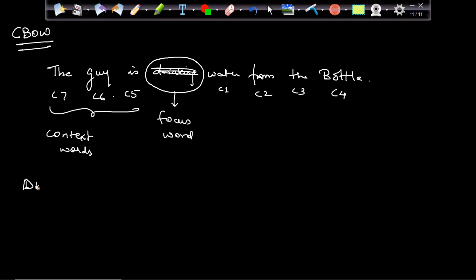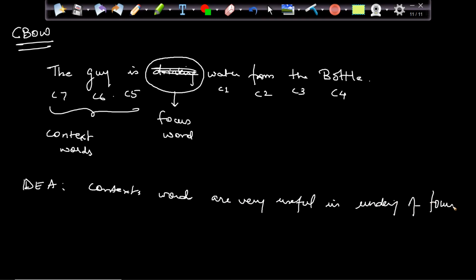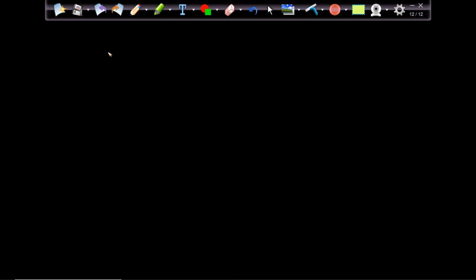The core idea is that context words are very useful in understanding focus words. And we have two algorithms: one is CBOW, second is SkipGram. Now what happens in CBOW? Let's try to understand that.